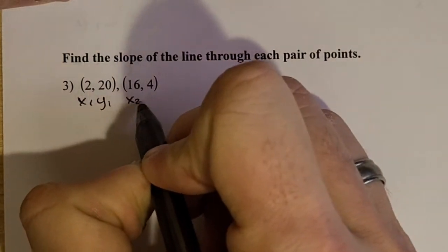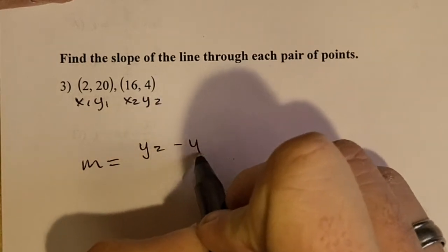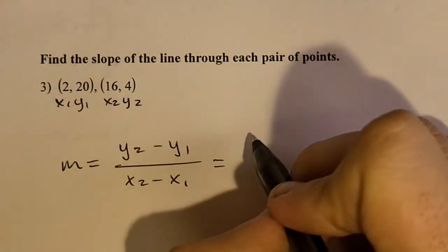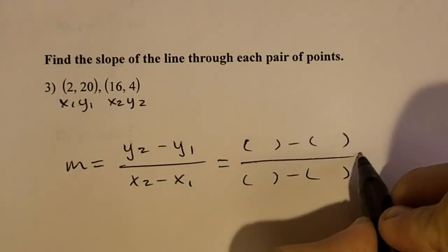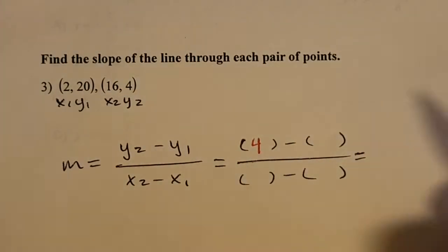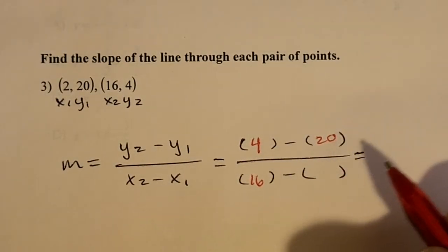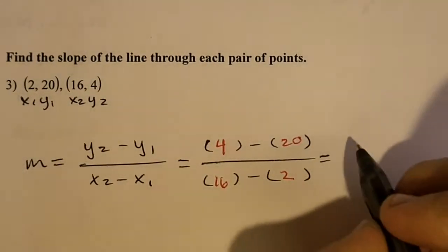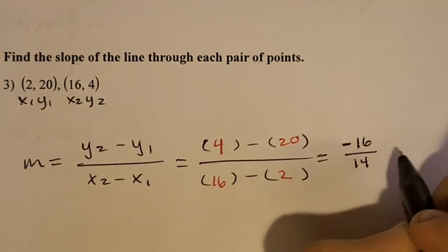So x1, y1, x2, y2, you would have taken those numbers and punched them into this y2 minus y1 over x2 minus x1 formula. And don't forget, here's where I recommend you write your parentheses ahead of time, and then you punch stuff in. So y2 is 4, y1 is 20, x2 is 16, and x1 is 2. 4 minus 20 is negative 16, and 16 minus 2 is 14.